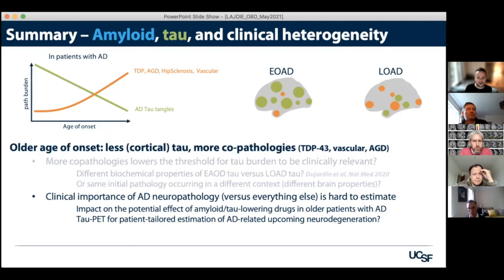But we do think that we have to think about this when we design clinical trials to lower amyloid and tau pathology in the brain, because how much impact can we expect based on the fact that other pathologies are happening here?